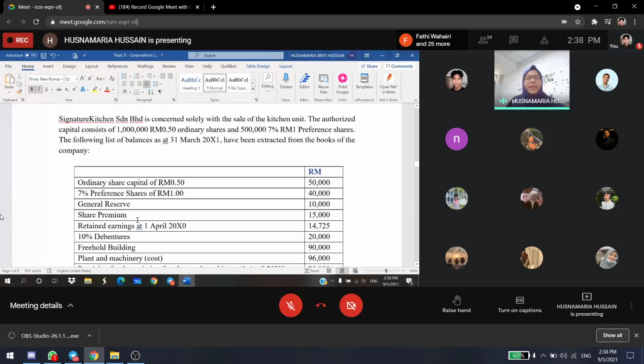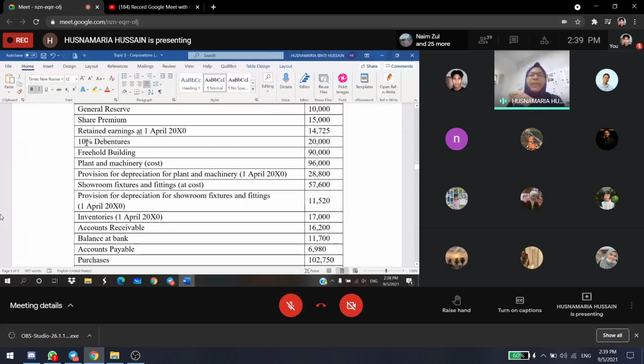ada dah from previous year. See, normally debentures, they will give you the percentage already. What is the meaning of this percentage? This is actually the percentage on the interest. So when you calculate this interest, 10% multiply with 20,000, meaning 2,000 that you need to pay back as the interest. So every year compulsory 2,000.